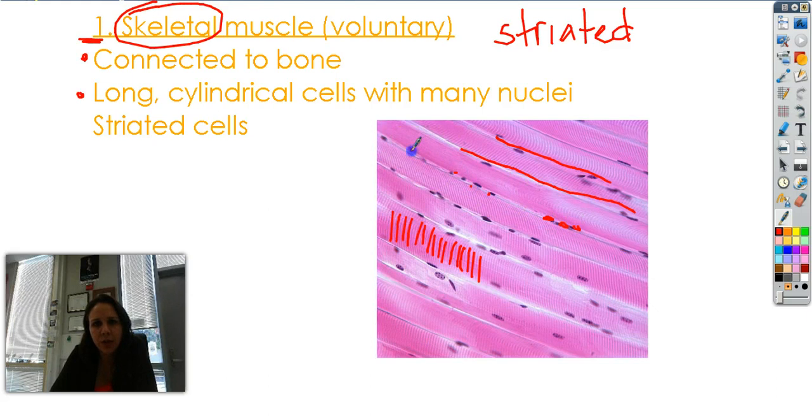Striated. Okay? So long cylindrical cells with many nuclei, and you'll notice that all the nuclei are usually squished in between the cells. So there's like a little canal right here, and all the cell nuclei are just squished inside of there, except for that guy. That one's a nice big fat one right there.